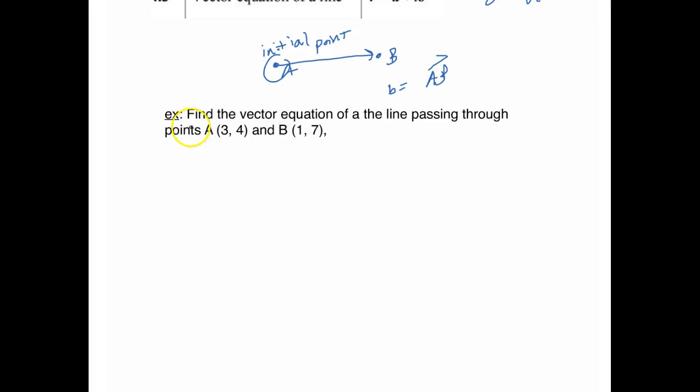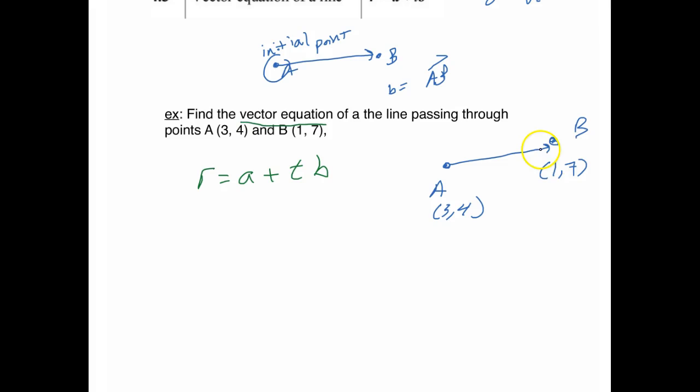So find the vector equation. When you see that, you're going to write this down. Now we just got to find the initial point and the velocity vector. So it passes through a point A(3,4) and B(1,7). You could do it any way you want. We'll say A is my initial point. You can make B your initial point if you really want to. We'll say B is over here, (1,7). So we're going to have it go this way. You can have it go the other way if you want. It just changes your initial point.